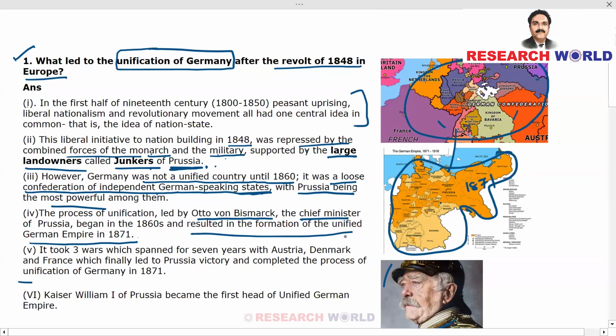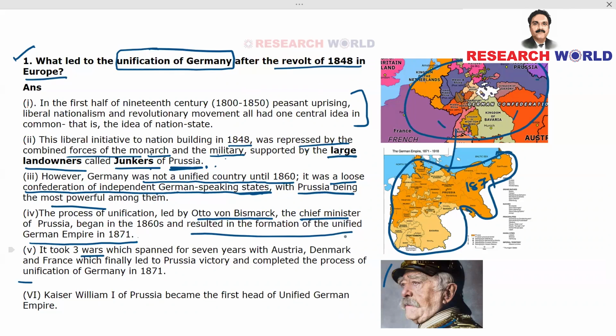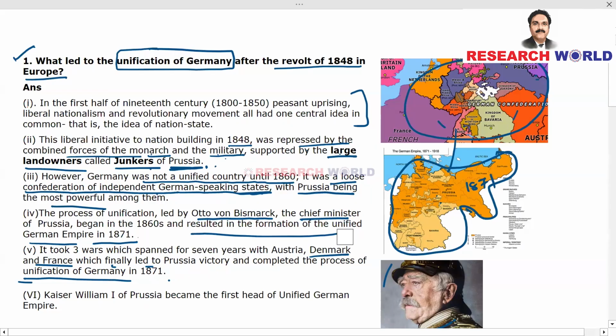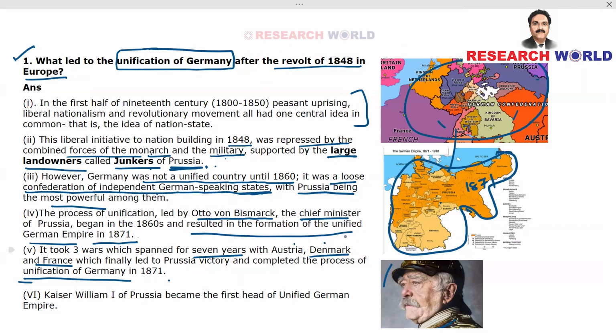Bismarck was instrumental in bringing about this kind of unification. It took 3 wars which spanned 7 years with Austria, Denmark, and France, which finally led to Prussian victory and completed the process of unification of Germany in 1871. So this unification came at a very high cost. What was it? 3 wars which spanned 7 years with Austria, Denmark, and France.